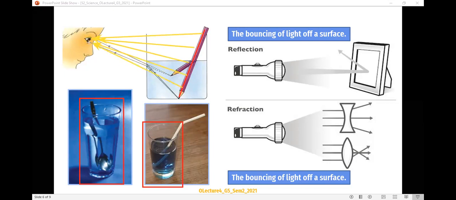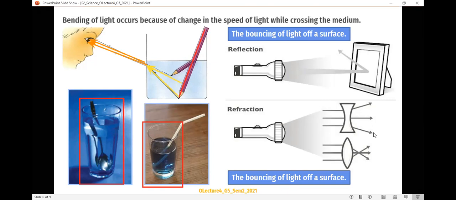Okay? But there is something happening right here. The pencil sends light to our eyes. Here is the pencil sending light to our eyes. These light rays do not continue their way straightly. They bend. They do not continue in a straight way. This is why we see the pencil as broken.